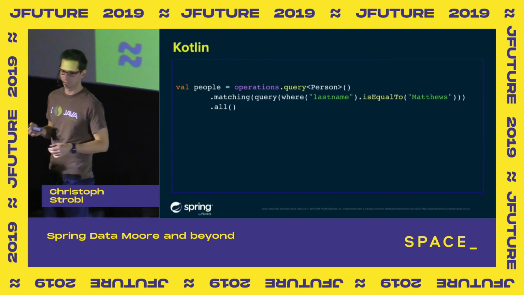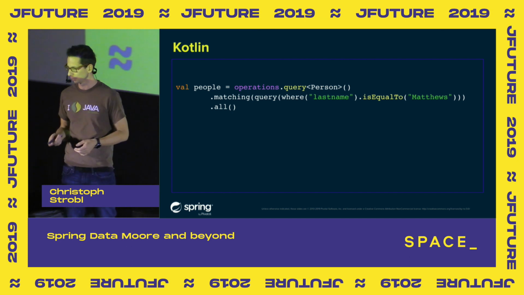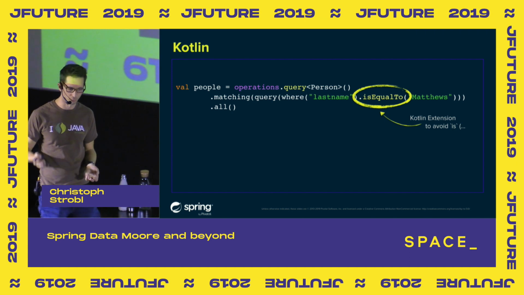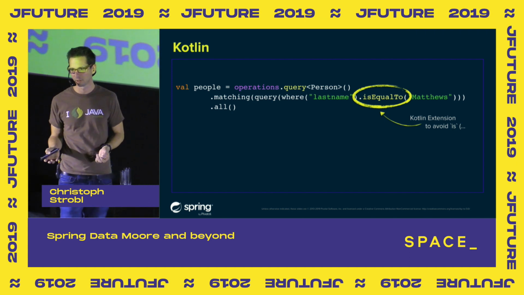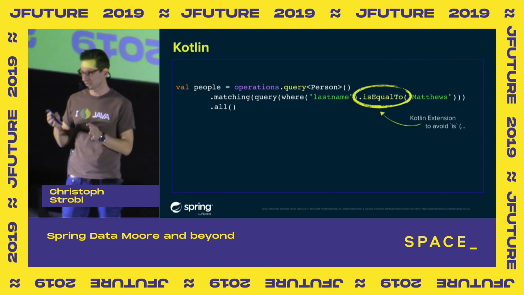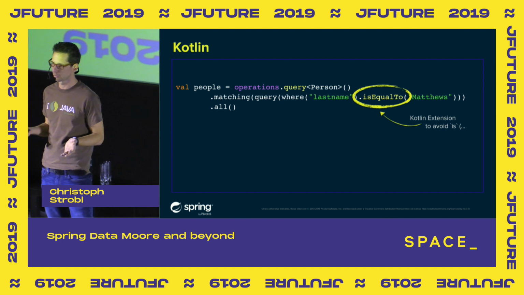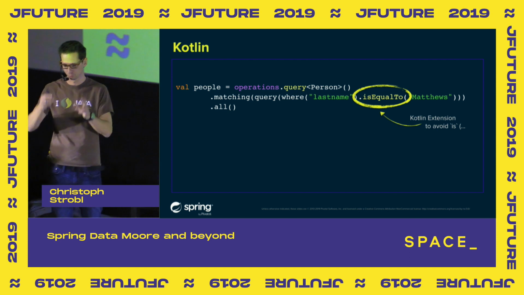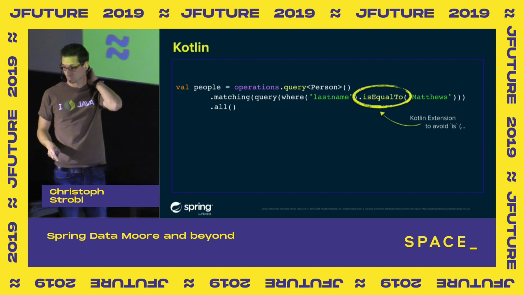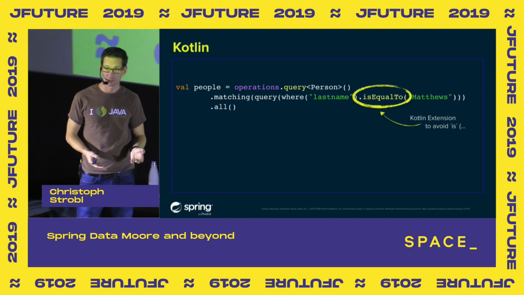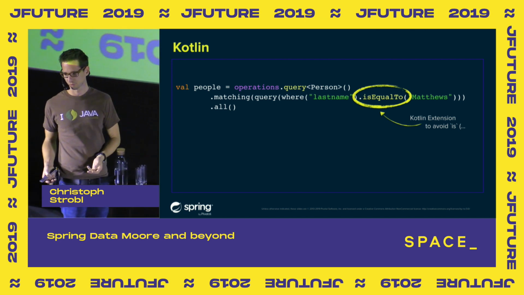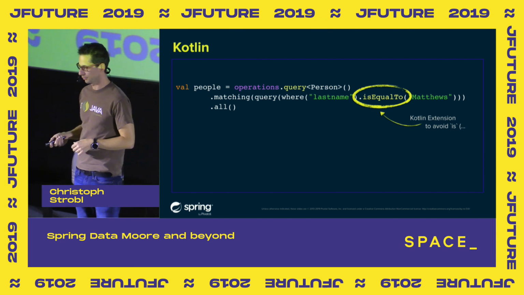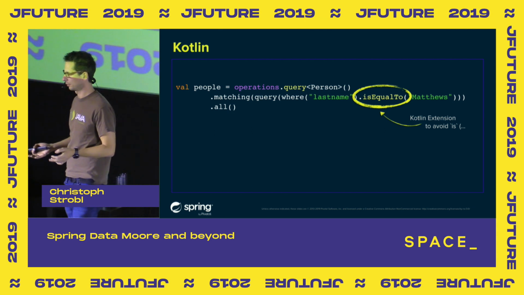So when you're using Kotlin, what you might recognize is that we already got a bunch of extensions that ship with Spring Data, and normally the query is like query where last name is. Now, is is a reserved keyword in Kotlin, so you can't use it. You have to put it in single quotes to use it. So we already provide you with extensions so that you don't have to use those single quotes for most of the methods that use reserved keywords.